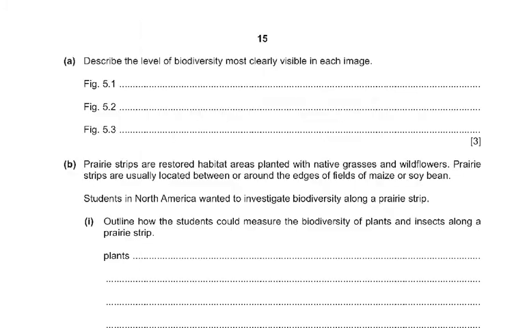Then let's look at the question. Describe the level of biodiversity most clearly visible in each image. So figure 5.1, what do you see? You see species.